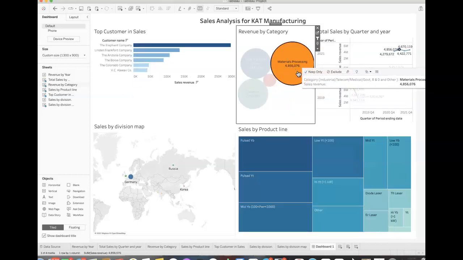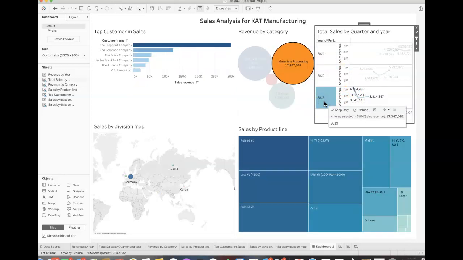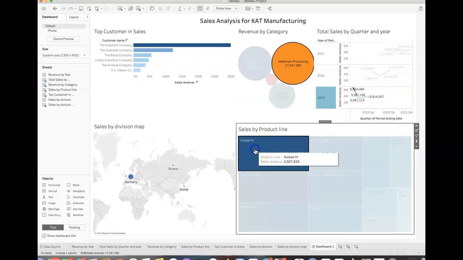Question 3, which product line had the highest sales in 2019 under the materials processing category? Materials processing category, 2019. The product line with the highest sales is Pulsed YT with $2,507,810 in sales revenue.